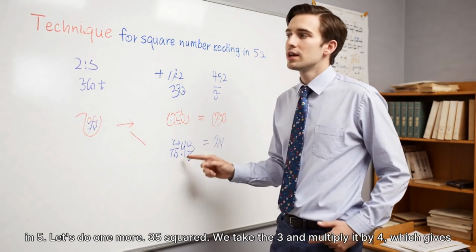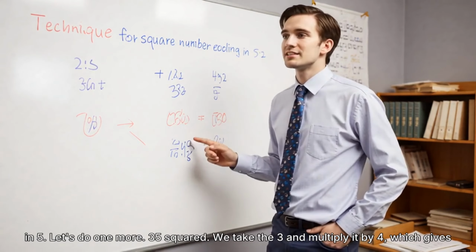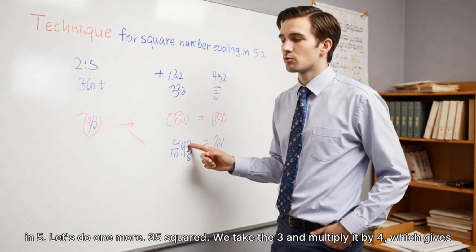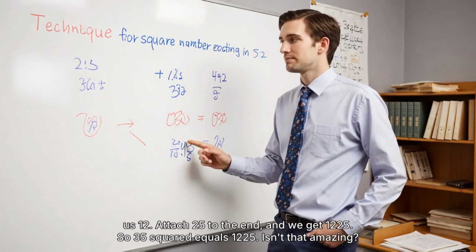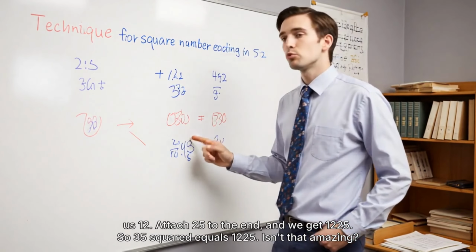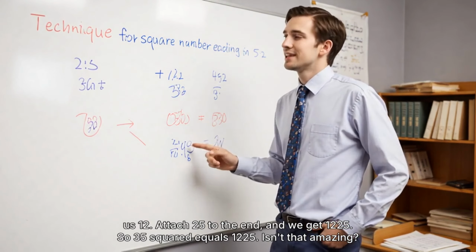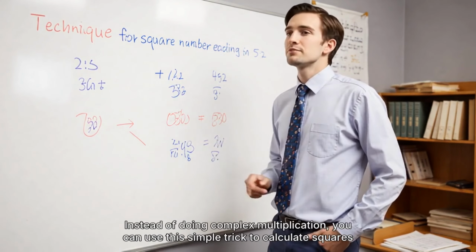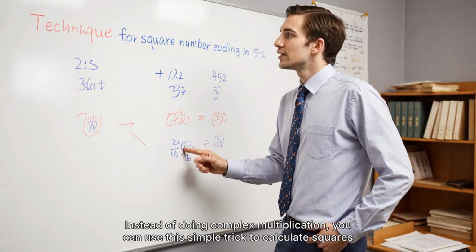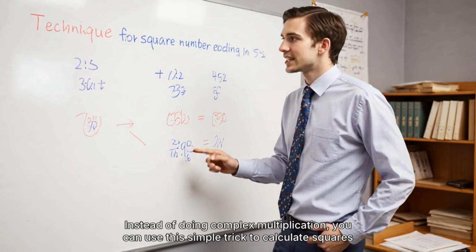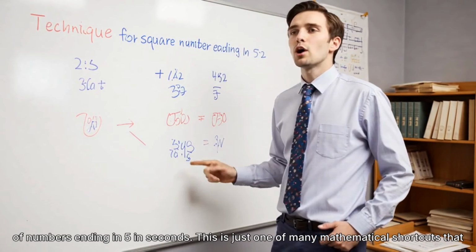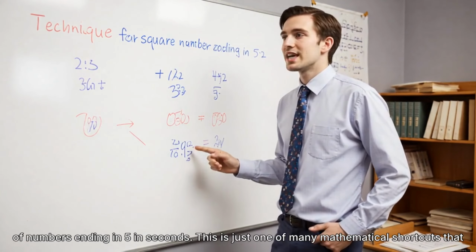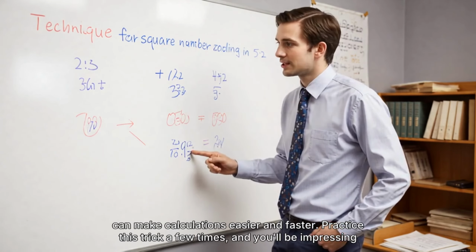Let's do one more. 35 squared. We take the 3 and multiply it by 4, which gives us 12. Attach 25 to the end, and we get 1225. So 35 squared equals 1,225. Isn't that amazing? Instead of doing complex multiplication, you can use this simple trick to calculate squares of numbers ending in 5 in seconds. This is just one of many mathematical shortcuts that can make calculations easier and faster.